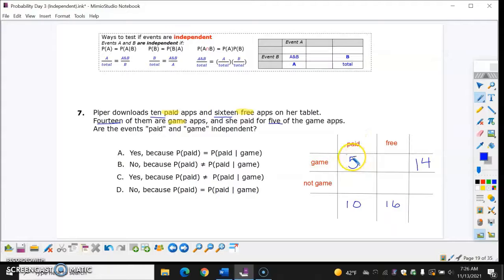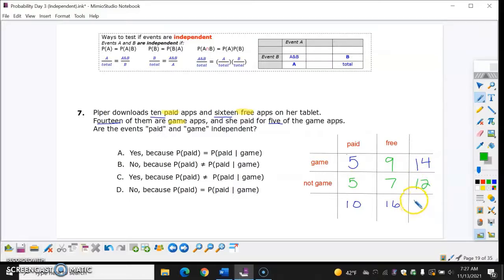Okay? Now let's see if these are independent. We could fill out the rest of the table based on the fact that this adds to 10. 5 plus 9 is 14. 9 plus 7, we have 12.